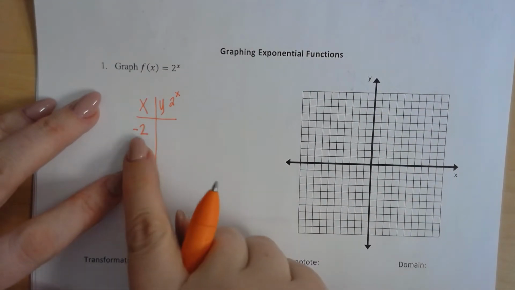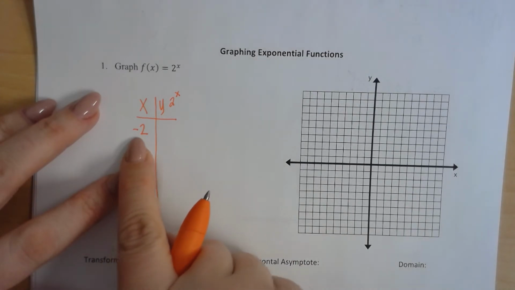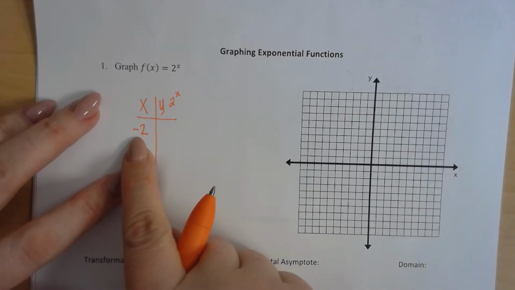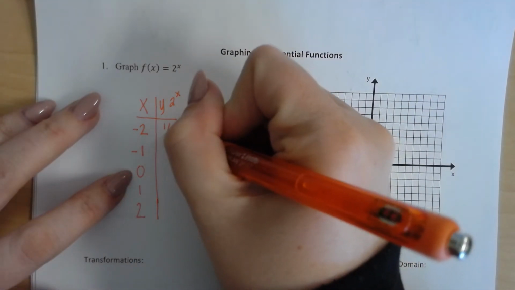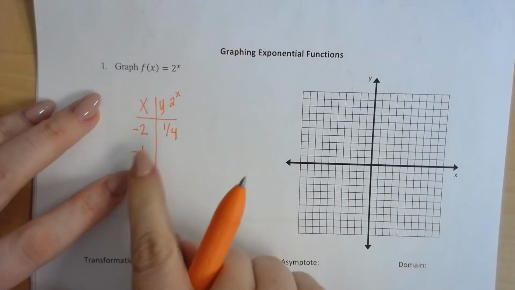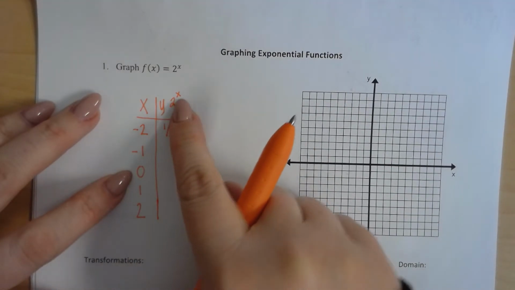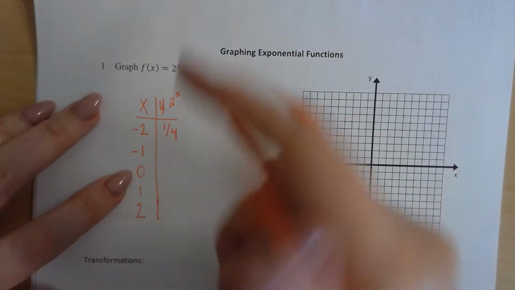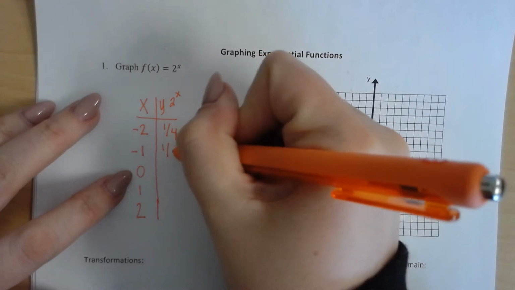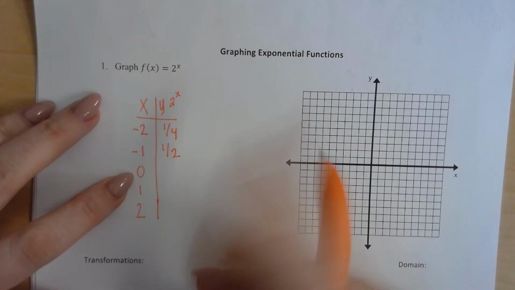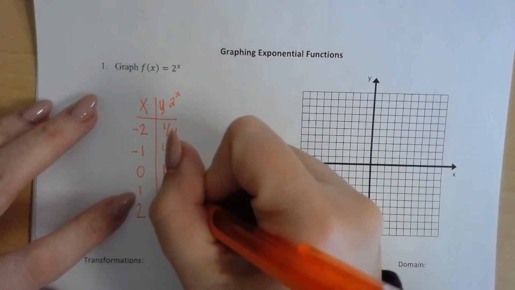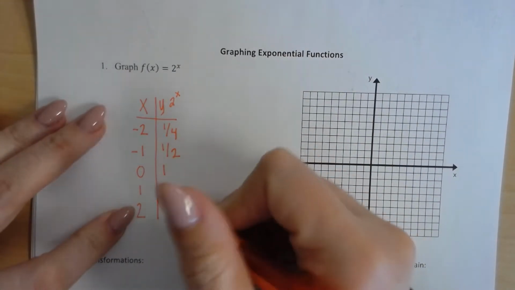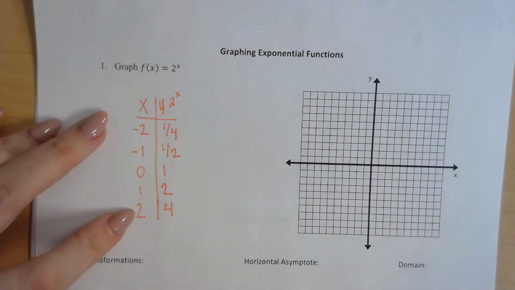So 2 to the -2, remember if you have a negative exponent, it means go to the bottom. So that would be 1 over 2 squared, which would be 1 over 4. -1, a negative exponent says the 2 goes to the bottom, so 1 over 2 to the first power would just be 1 over 2. Remember, anything to the 0 power is 1. 2 to the 1 would be 2. 2 to the second power is 4.